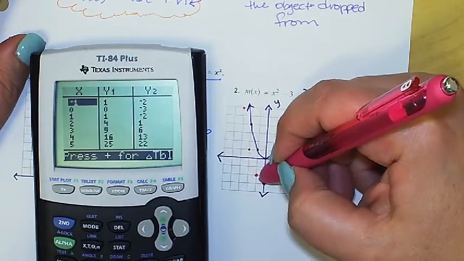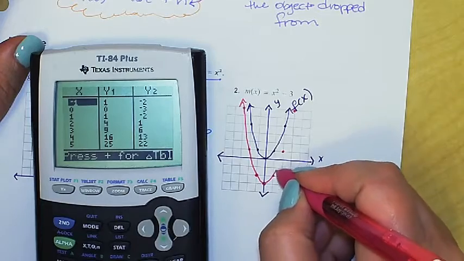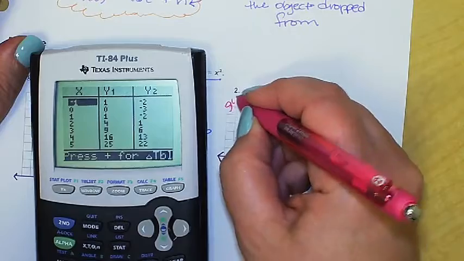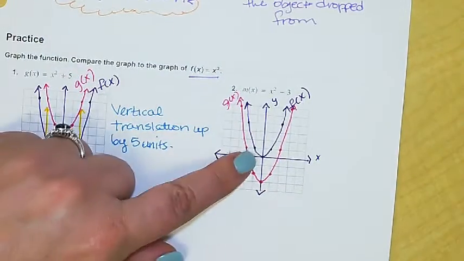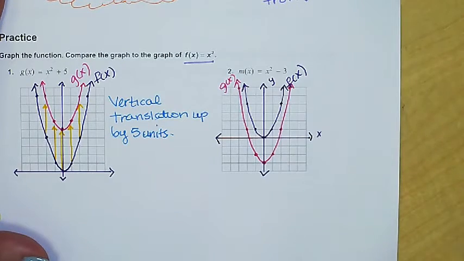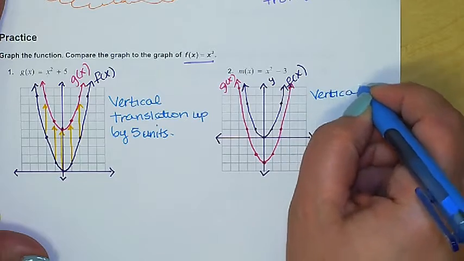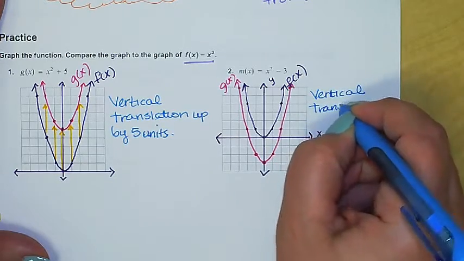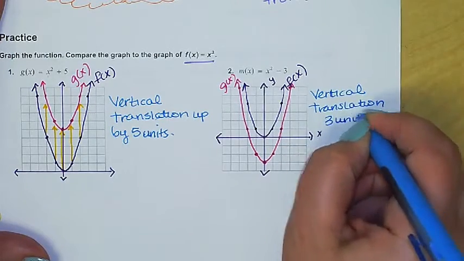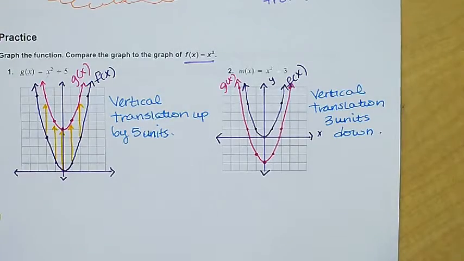And so it's really the same parabola. It just slid down. So when you start to introduce that c value, this is our g of x, the vertex is no longer always at the origin. And we would describe this as a vertical translation three units down. Okay, and so far that's the only change that occurred there.